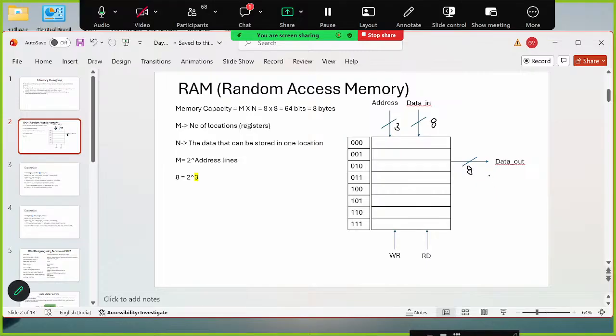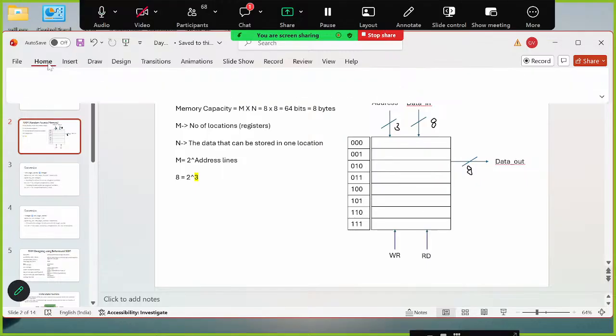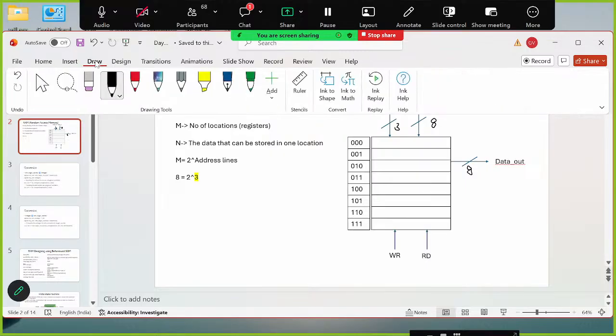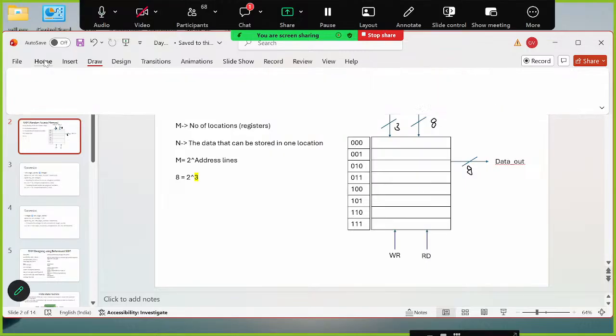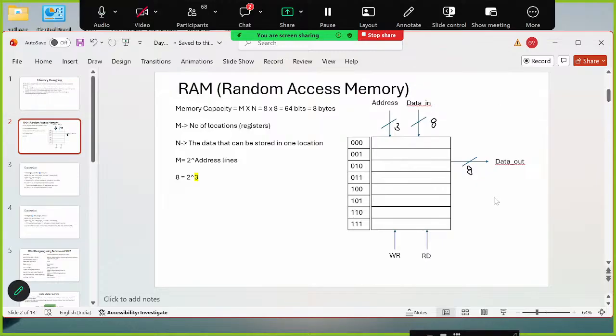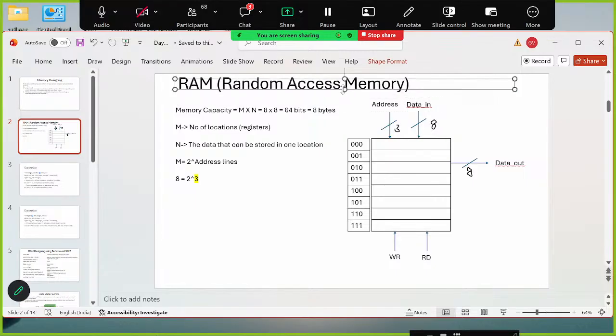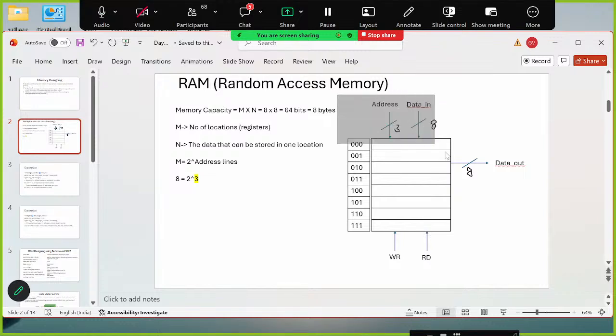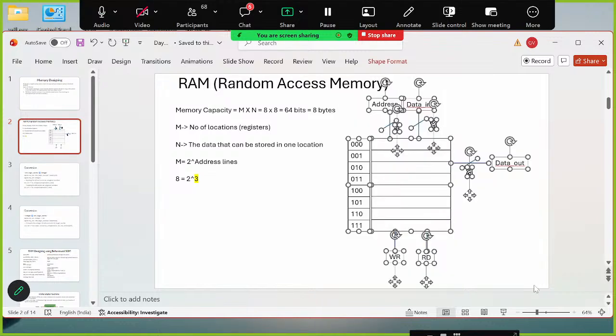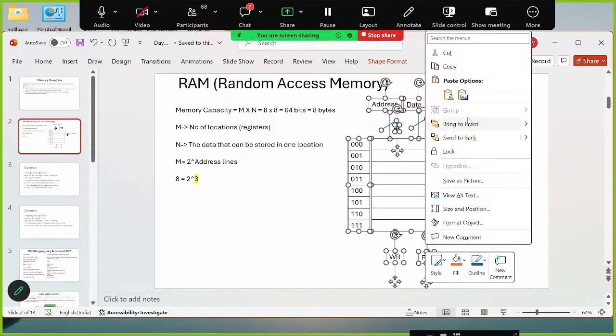Dear students, have you got this? What I'm trying to say to you? Tell me yes or no, or any doubt you have till now. If you have understood this concept, please say yes so that I can proceed further. Okay, thank you.